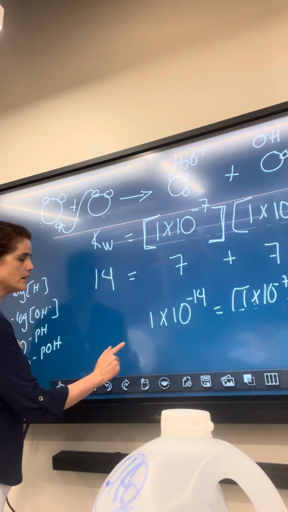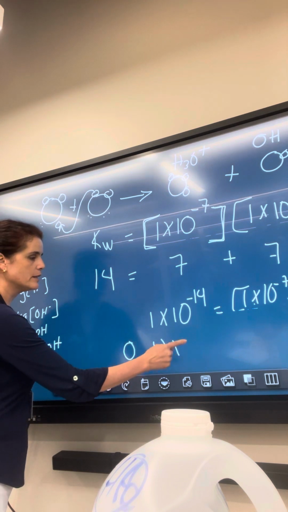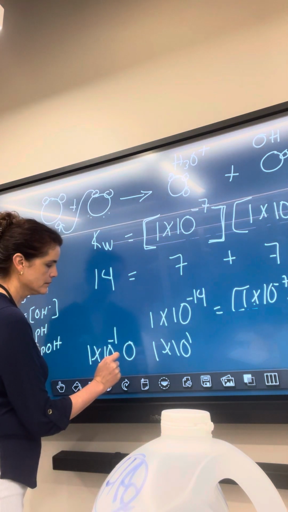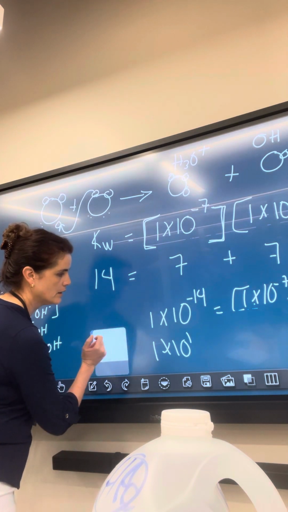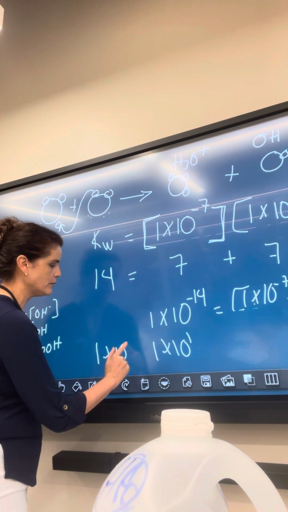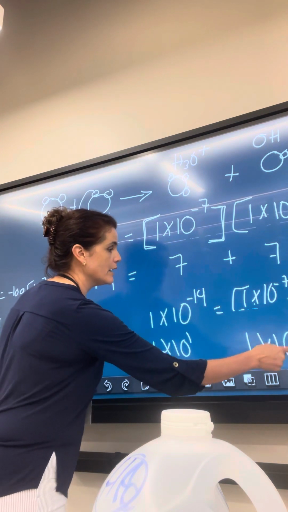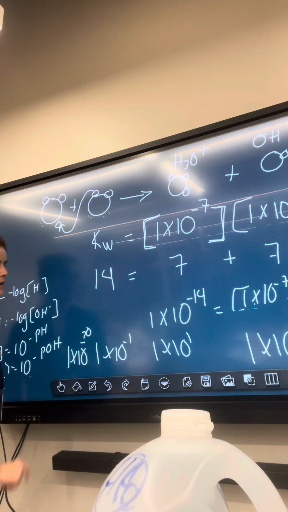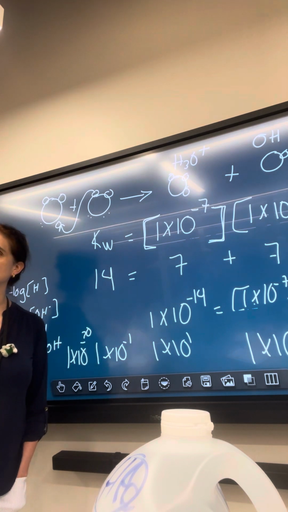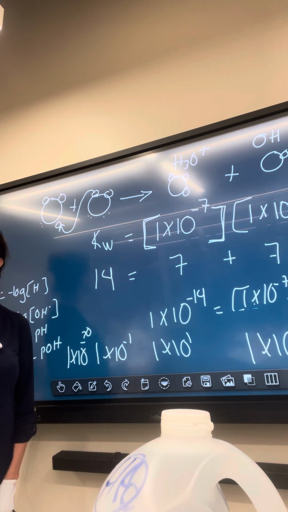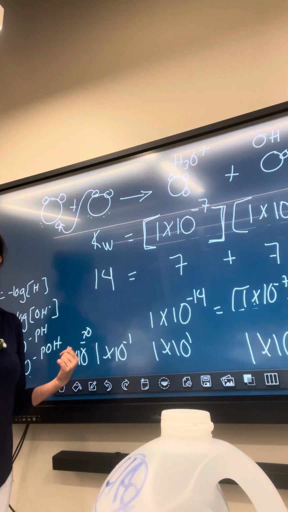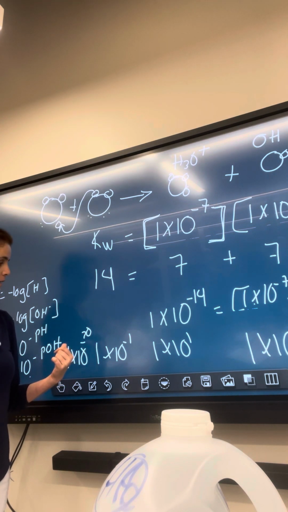If you have 1 times 10 to the 1, 1 times 10 to the negative 1, and then 1 times 10 to the 20 and 1 times 10 to the negative 20, tell me which one dissociated the most. That dissociated like crazy, and this didn't dissociate at all. The smaller the exponent, the less it dissociates. Yes.